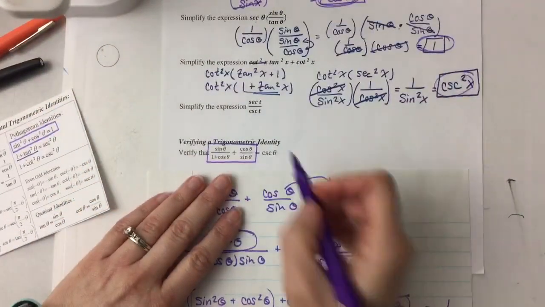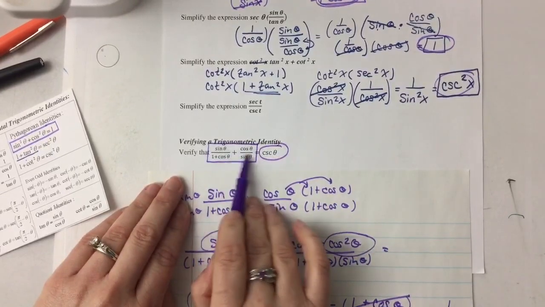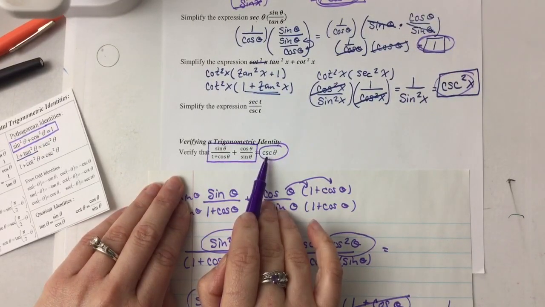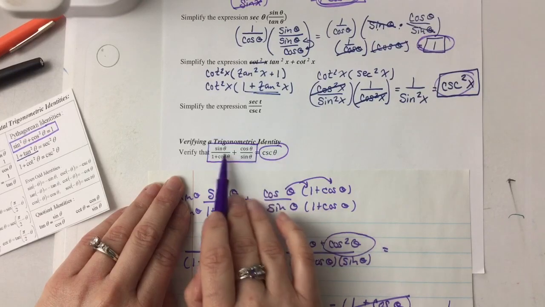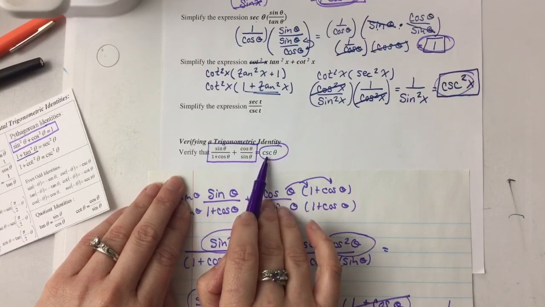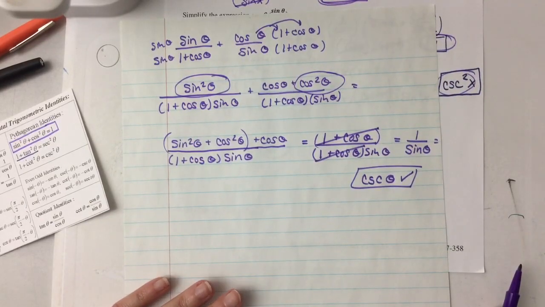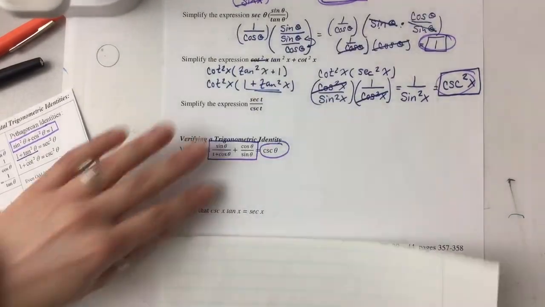If you look back at our original problem, you had to work with this side using properties until you could prove, okay, again, it's a proof. You had to work with this until you got it to be just the cosecant of theta. We did it. You're a rock star. High five. Give yourself a pat on the back and a big bear hug. Let's do it again.